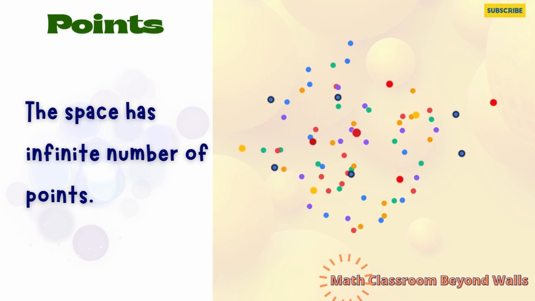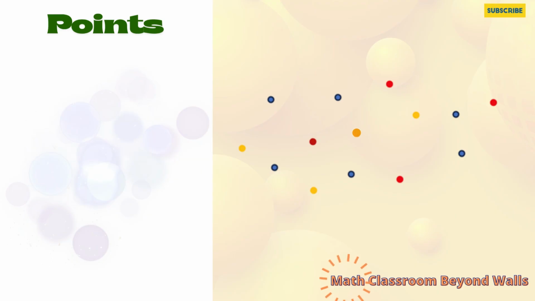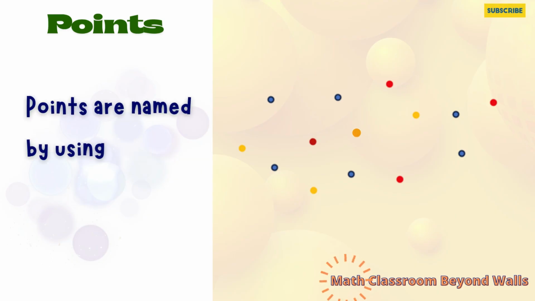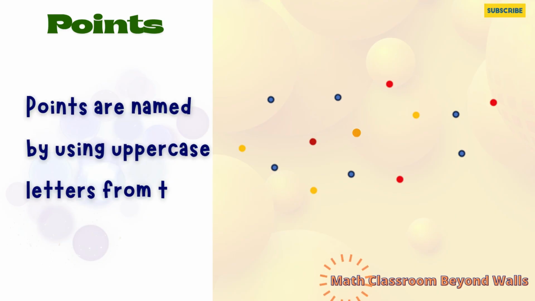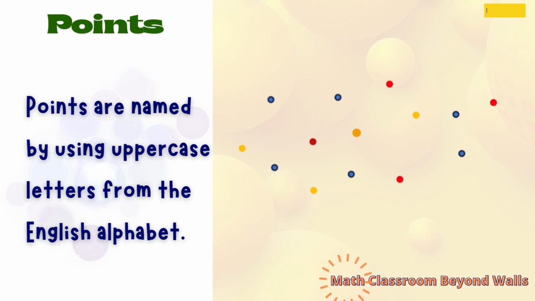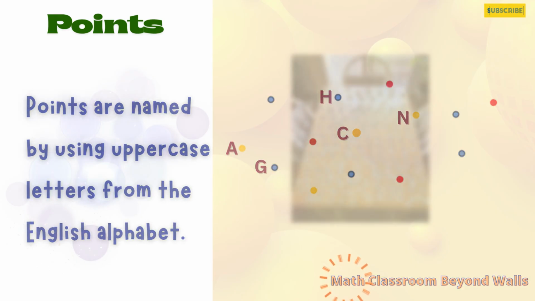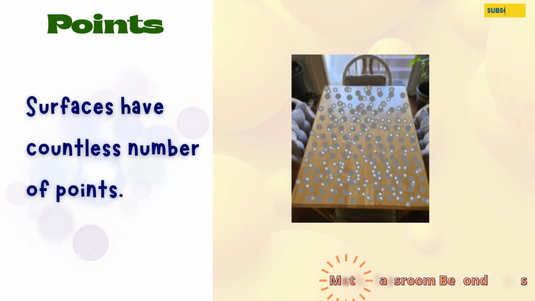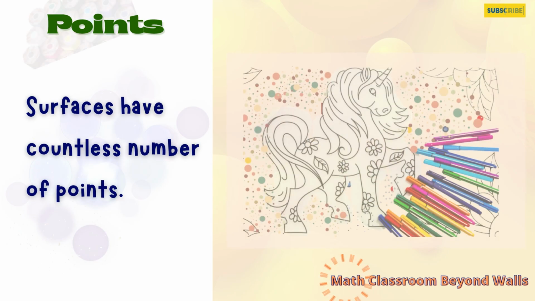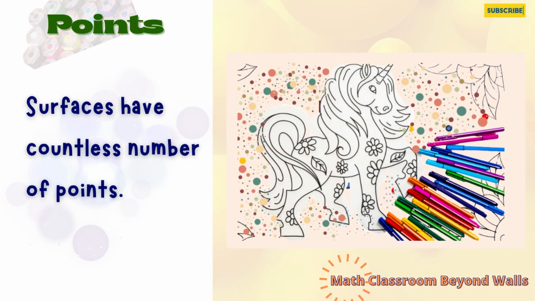Points are dimensionless. In geometry, points are named by using uppercase letters from the English alphabet. Here we have points A, H, G, etc. This tabletop has a countless number of points, just like this coloring book.